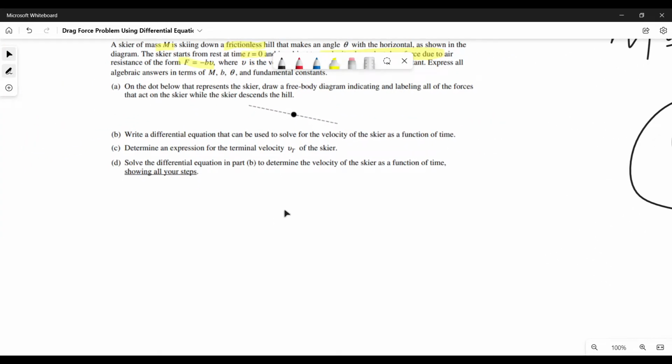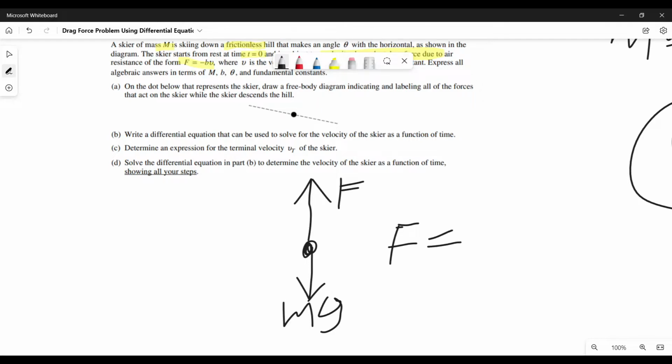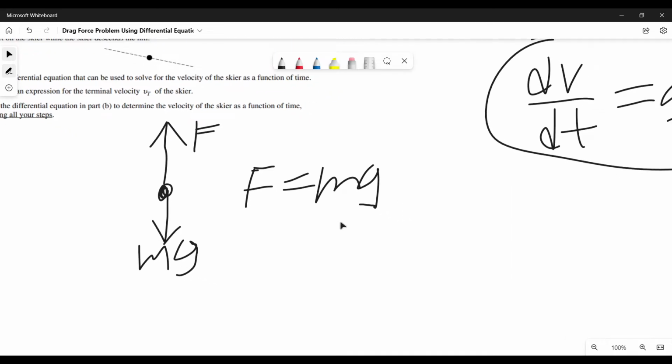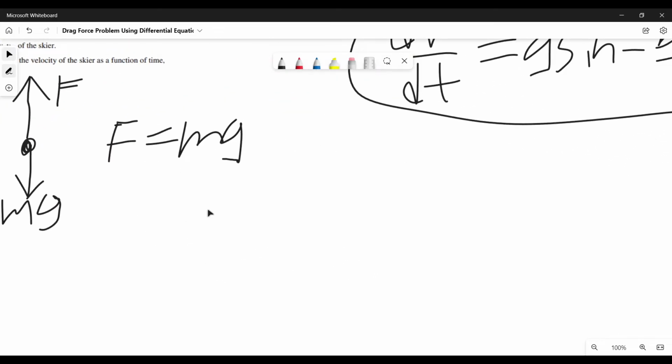So the terminal velocity, if people aren't familiar, is when we have a free-falling object with mg and a drag force of F, and they are of course equal to each other. So F equals mg in this case. Therefore, the object is not accelerating. The net acceleration is 0. Velocity will never change forever. So that is the final or terminal velocity, and we are going to find that.